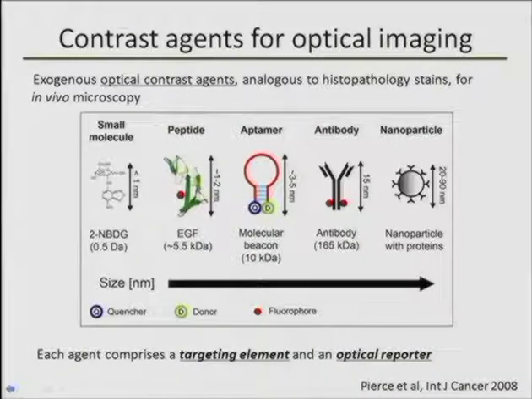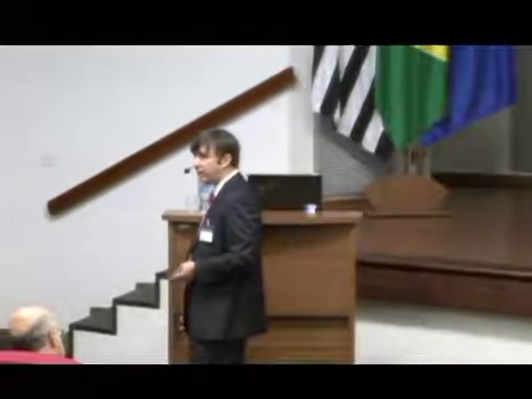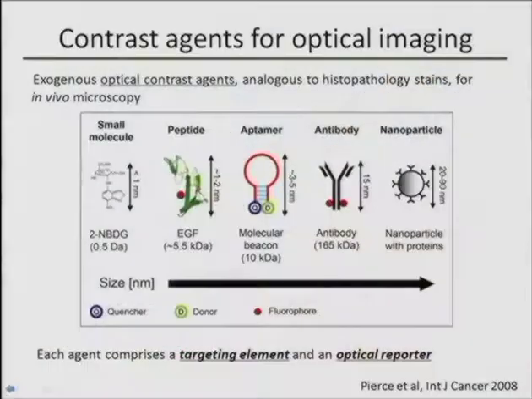All of these optical techniques that I've described, the spectroscopic and the imaging techniques, are all compatible with the use of various types of optical contrast agents. You can think of them as in some way analogous to the stains that are used in histopathology, but in this case we're using them for either in vivo or ex vivo use on resected specimens. And typically these contrast agents include a targeting element, something that's going to bind to whatever target you're interested in, and an optical reporter, that is a fluorescent dye or some sort of nanoparticle that you're going to be able to measure with your optical system.